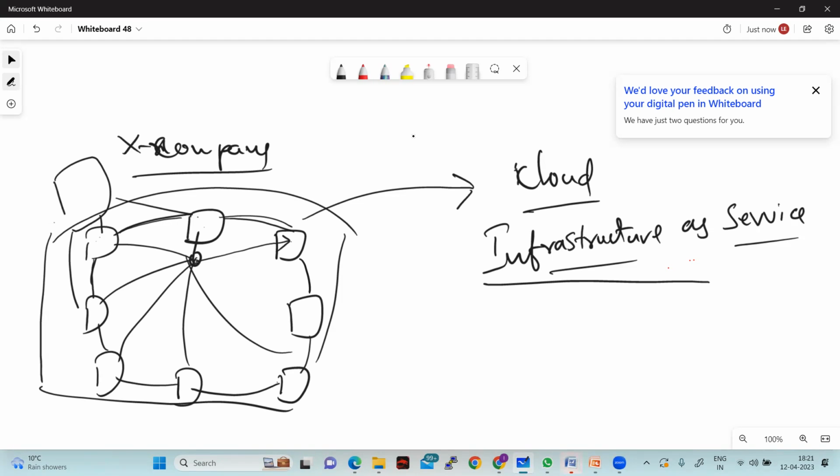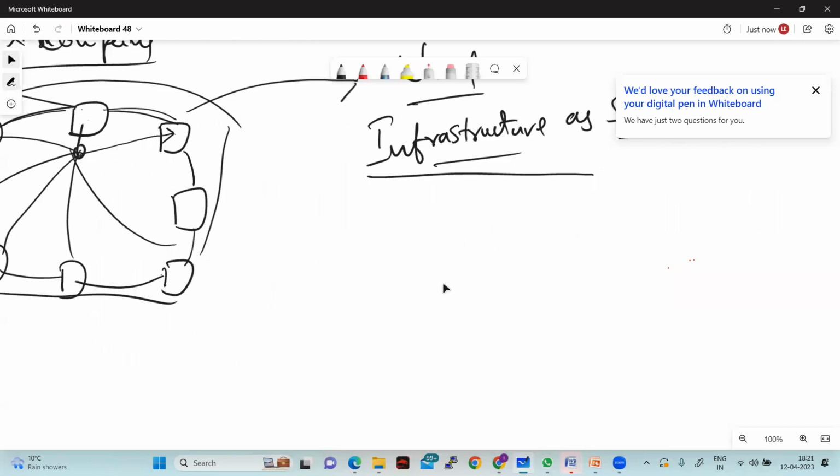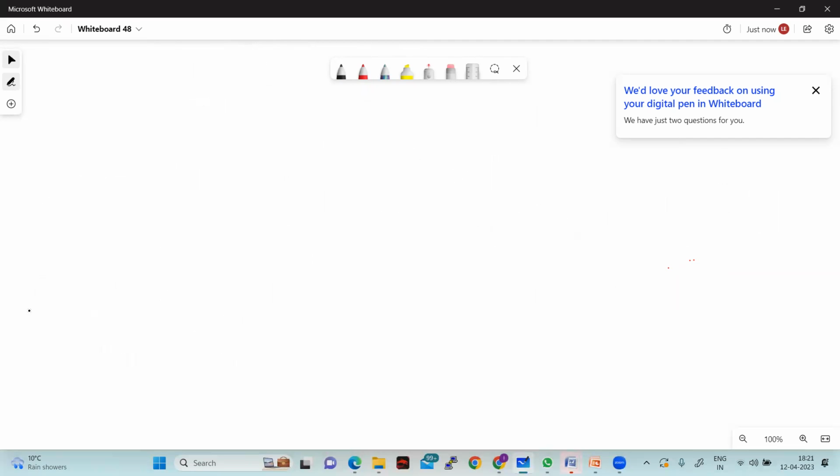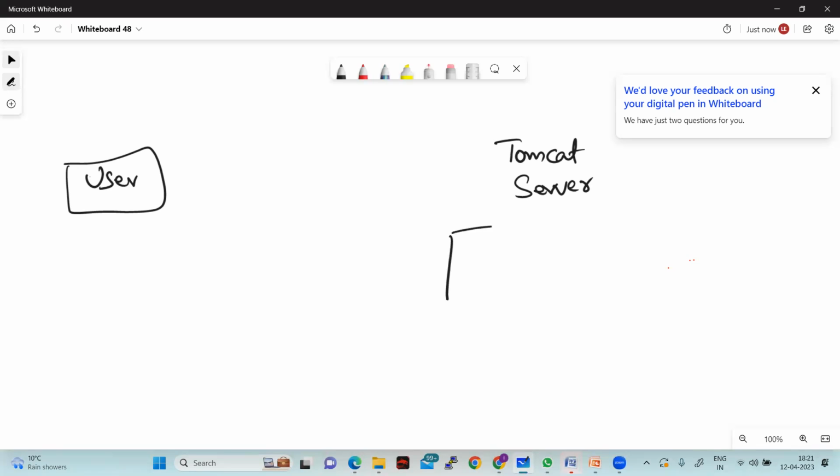And then you also have platform as a service. So what exactly is platform as a service? For example, let's say you are the user, and you want to make use of a Tomcat server. When you want to use your Tomcat server, you have to take a VM. You have to take a VM server.